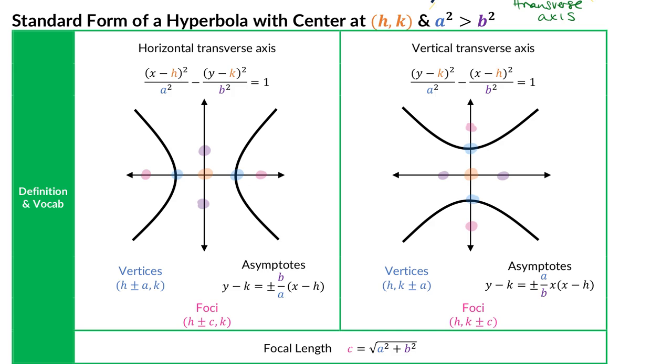And if I draw in my little box that connects the purples and the blues, we will notice that our asymptotes, when we draw those in, should go corner to corner of that box.